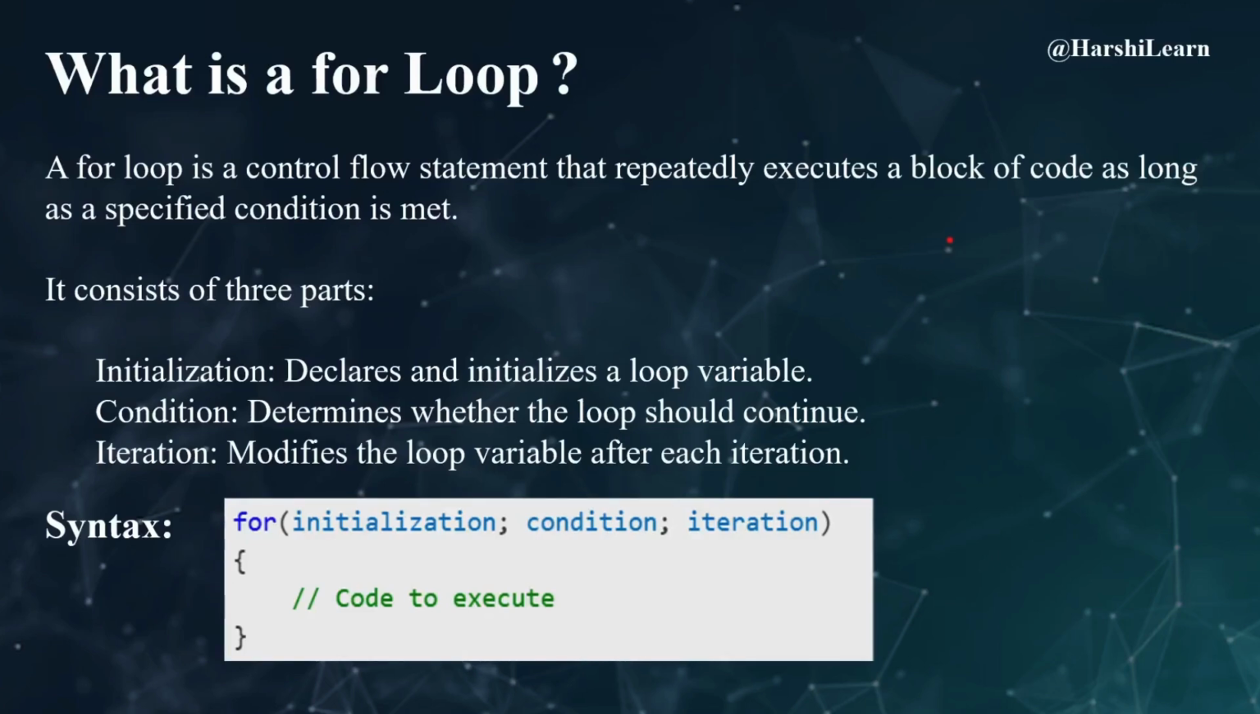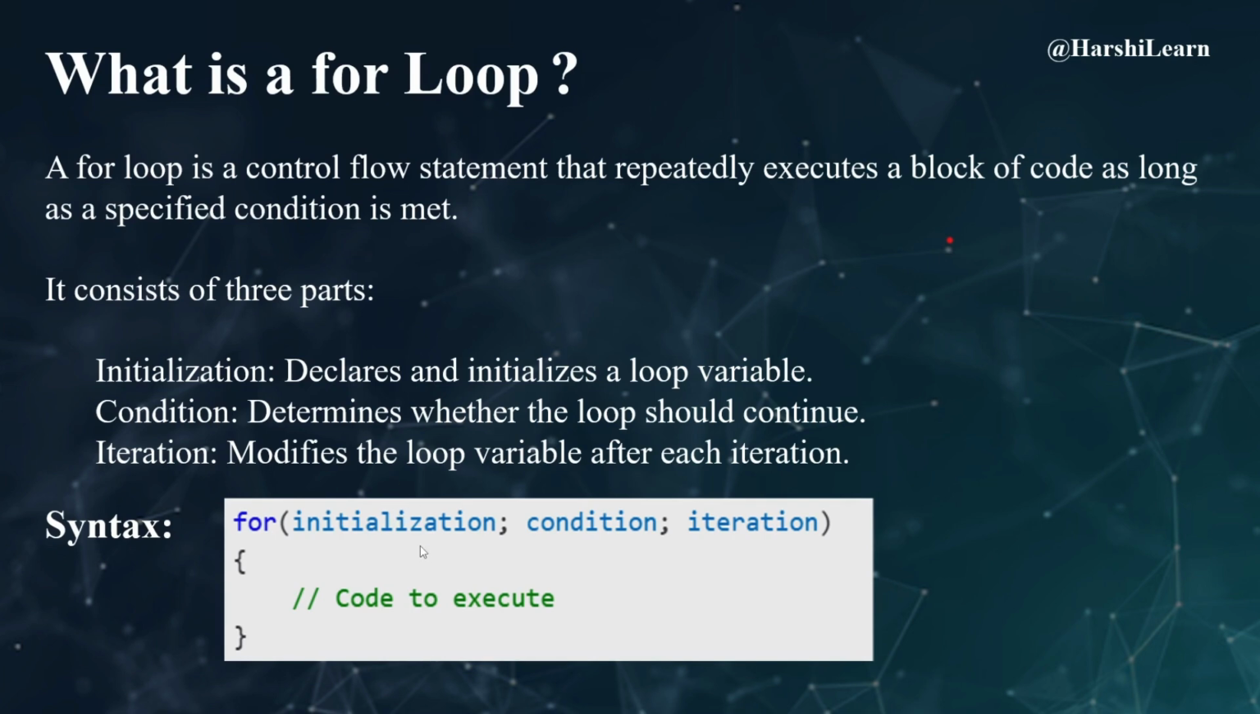Let's talk about the for loop in C Sharp. It's one of the most commonly used loops, especially when you know exactly how many times a task needs to be repeated. Instead of writing repetitive code, the for loop automates the process efficiently. Let's see how it works. It follows a structured format with three key parts.